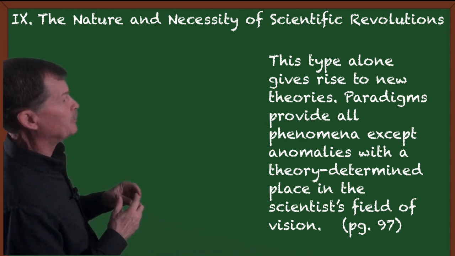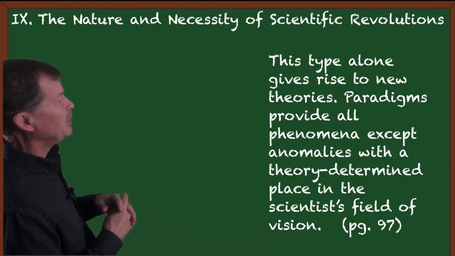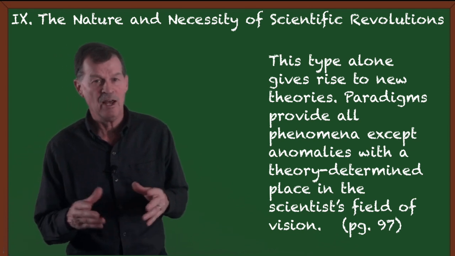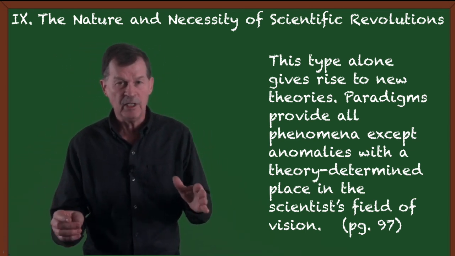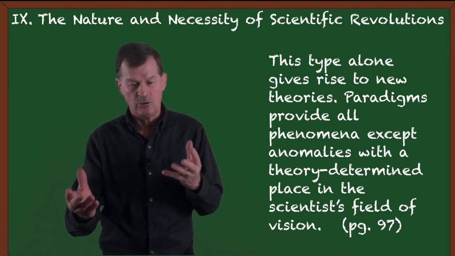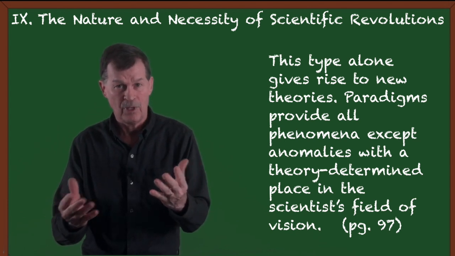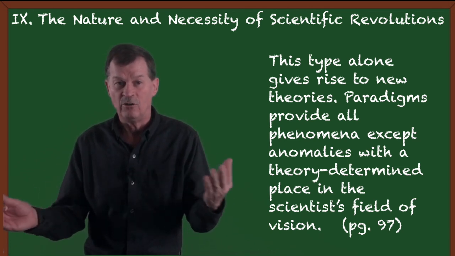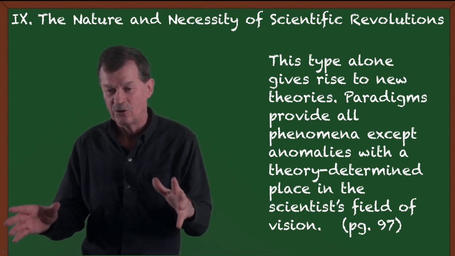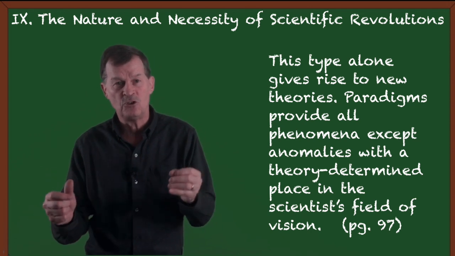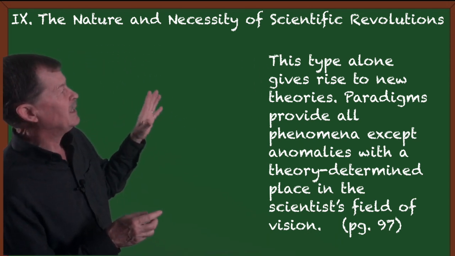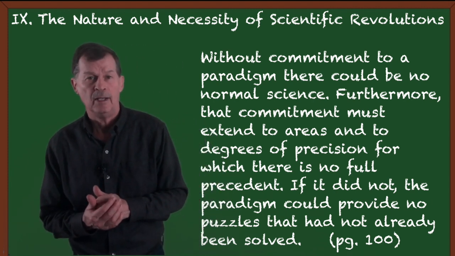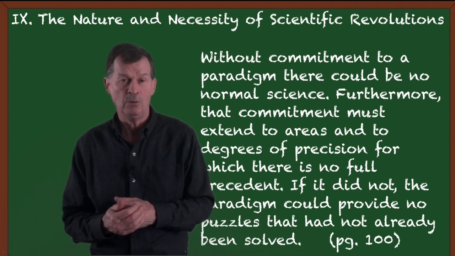Paradigms provide all phenomena except anomalies with a theory-determined place in the scientist's field of vision. So again, the scientists have a field of vision, and the theory gives them all the tools necessary to deal with these puzzles. But if it's classified as an anomaly, then that means there aren't enough tools, or the tools aren't specialized enough or determined enough to handle this anomaly, which then gives rise, or can give rise, to new theories to those that are willing to run with it.